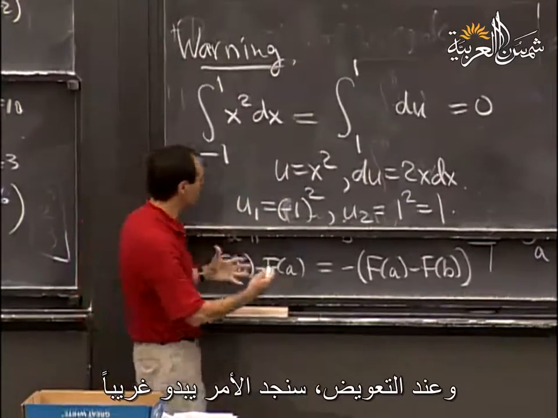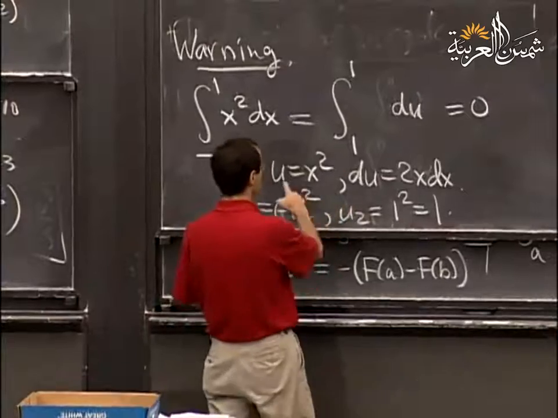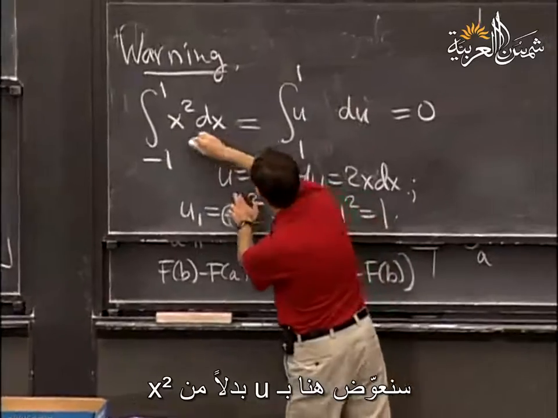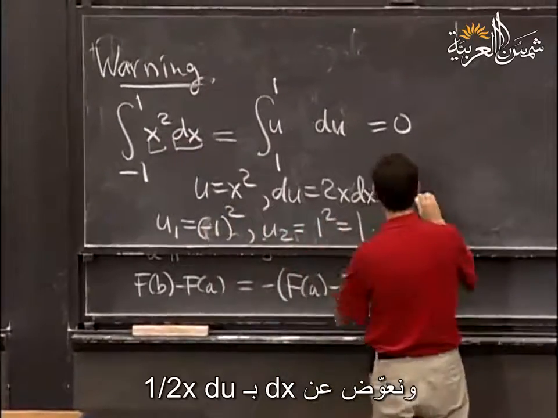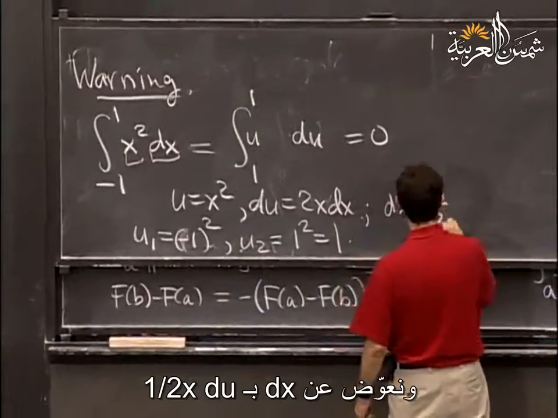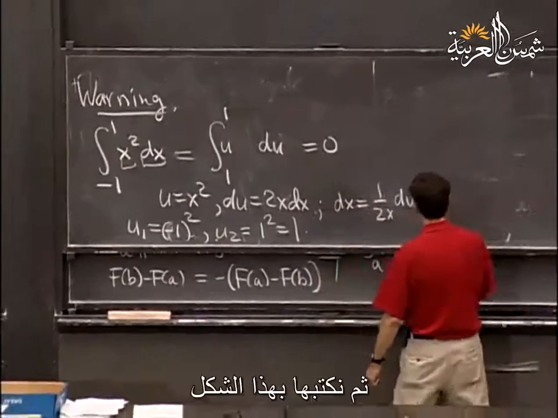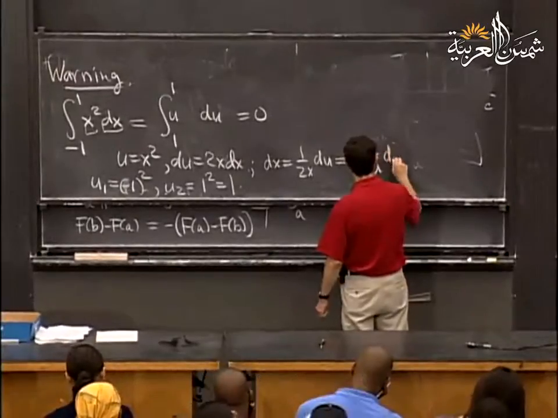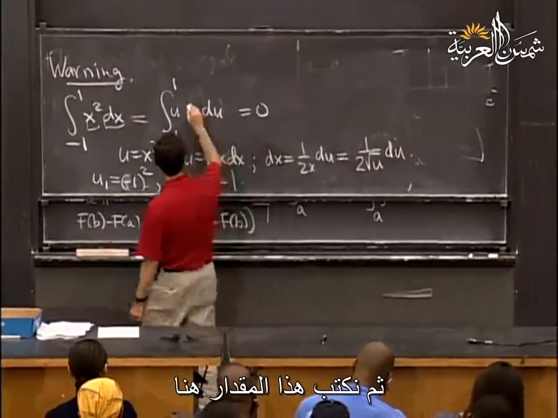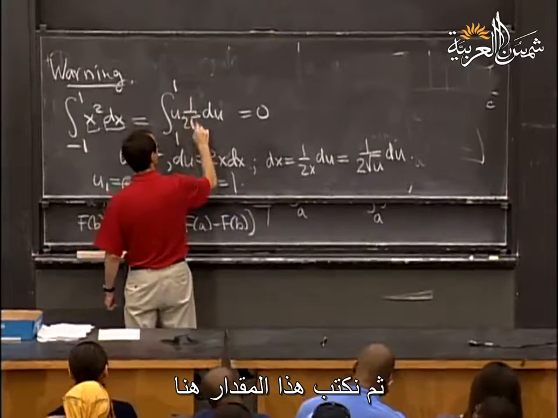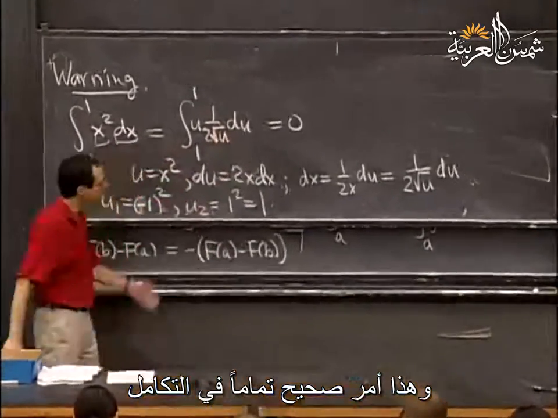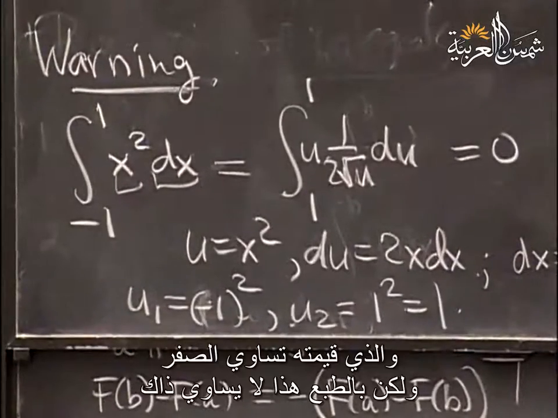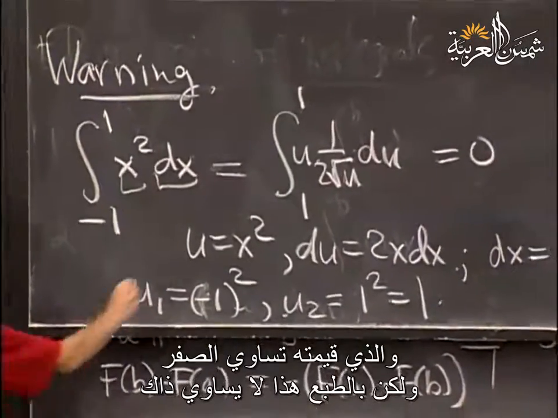If you actually plug it in, it looks equally strange. You put in here this u, and so that would be for the u squared. And then to plug in for dx, you would write dx is equal to 1 over 2x du. And then you might write that as this. All right? And so what I should put in here is this quantity here, which is a perfectly okay integral, and it has a value. I mean, it's what it is. It's 0. So, of course, this is not true.